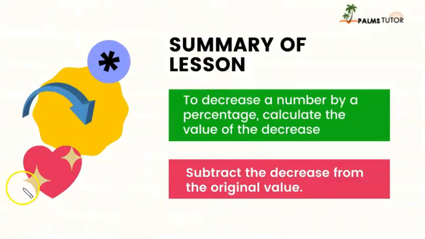Okay, today we have learned that to decrease a number by a percentage, calculate the value of the decrease. Then subtract the decrease from the original value. Then you would have successfully decreased a number by a percentage. Good job so far. In the next lesson, we'll be starting decimals.